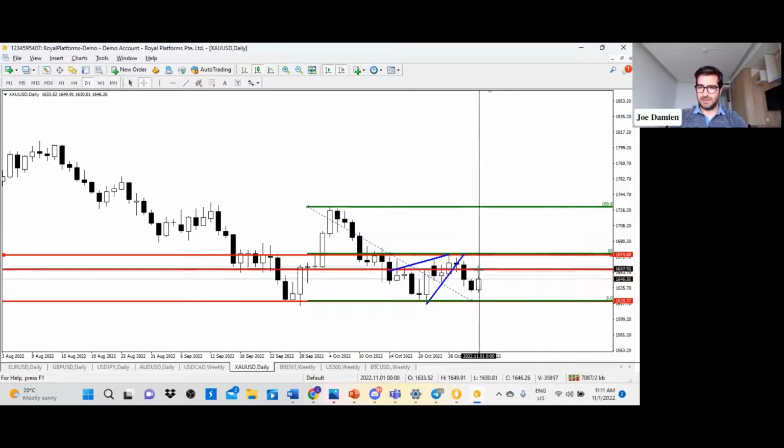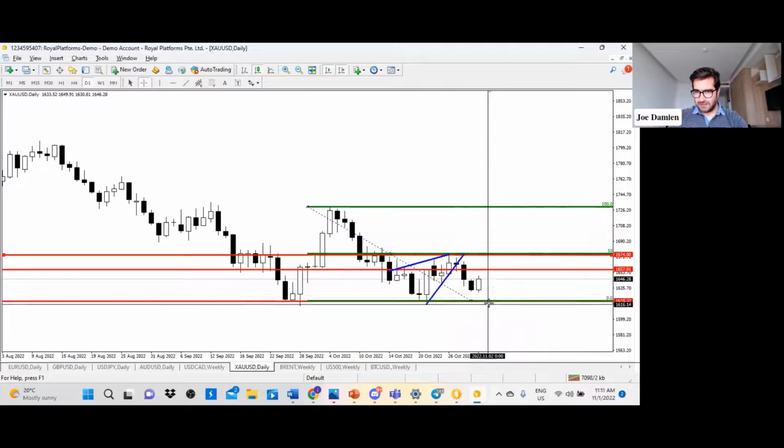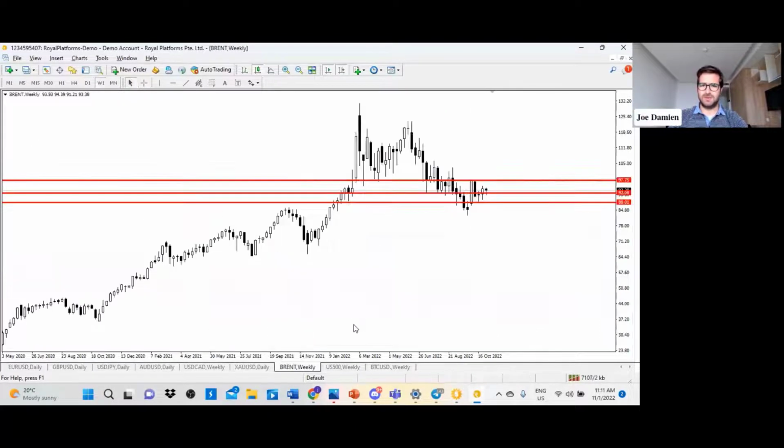So now maybe the market is grabbing some liquidity above this high of this candle, and then the market will continue its move all the way down until 6020.